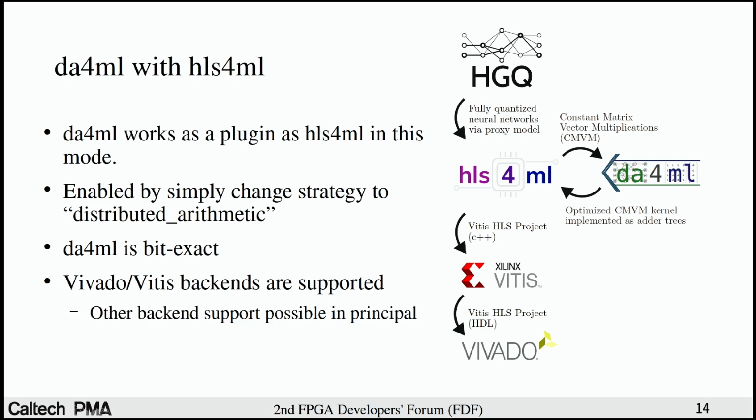And the workflow is like this. The example here uses HGQ, but it can be any other front end. You have your network translated to HLS4ML, and HLS4ML will send the individual CMVM problems to DA4ML, which does the optimization and the code generation in the HLS backend. In this case, only the ap_fixed type, so the Vivado type is well tested. You can generate to Vitis and Vivado, and everything is pretty exact.